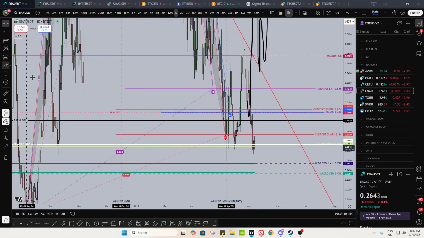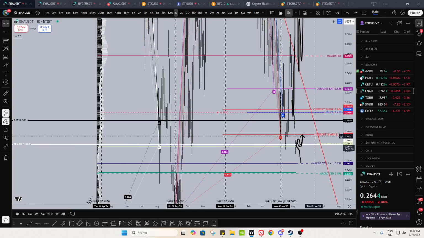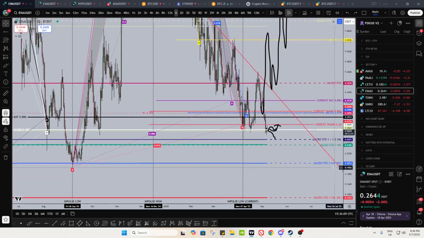If you close below, for now let's say 2645, right? If you actually close below these levels, then I reckon you have a shot at heading down towards the macro standard deviation 2, 1 plus 1.5 value area low, and so on. So if you close below this, you get a shot at 24 cents, 23 cents. If you only close above, then you get a shot at the 2.24, and then this line over here, which is the Bat 886 from history. You have the Shark 886 from history, another thing we have over here.